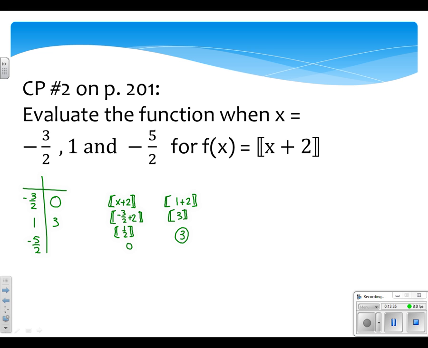One more value, -5/2. Okay, -5/2 plus 2. We're going to get -1/2 from that. So what is the greatest integer less than or equal to this? We'd have to drop to -1. Okay, -1/2 isn't an integer itself, so we drop down to the next integer, and that would land us on -1. So there are the values evaluating that function for those 3 given inputs.